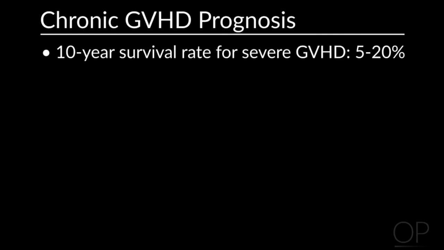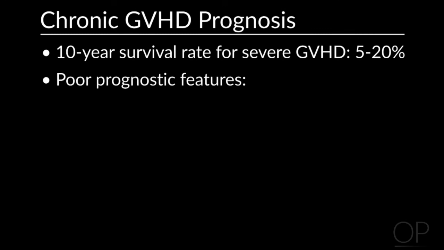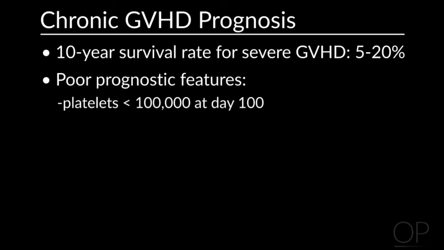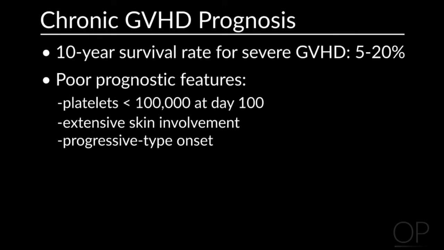So for chronic graft-versus-host disease, the survival rates are equally humbling, with a 10-year survival rate for patients with severe graft-versus-host disease of 5 to 20%. Poor prognostic features include platelets less than 100,000 at day 100, or at the time of chronic graft-versus-host disease development, extensive skin involvement, and progressive type onset.